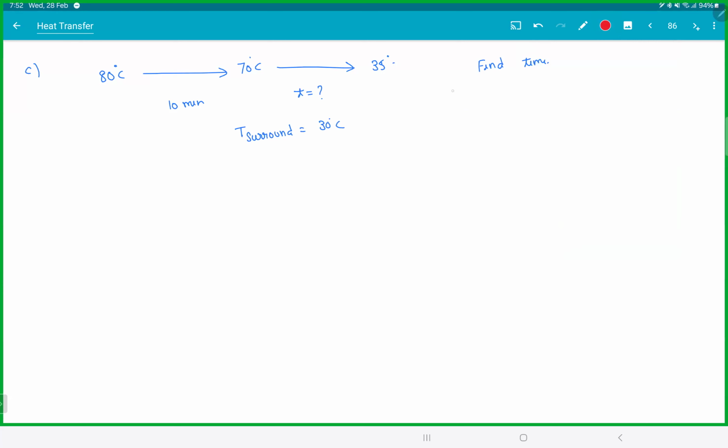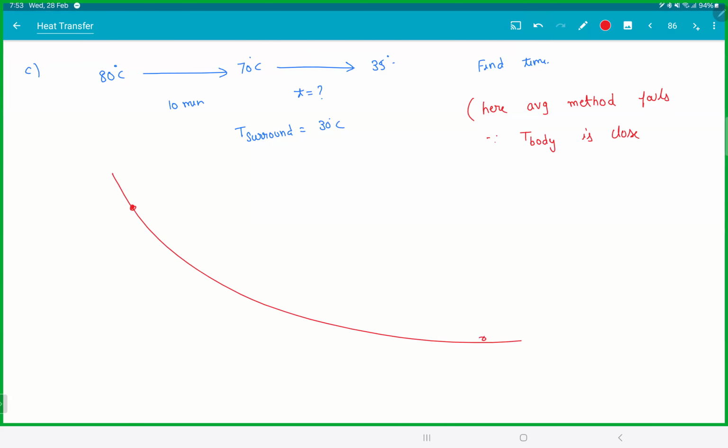Now be careful here. We can't use the average method. Ln will come in. Here the average method will give an error because the temperature is too close. The temperature difference was also big, and the final temperature of the body is close to the surrounding. Basically, if you get closer and closer to the surrounding temperature, it takes infinite time. So the graph is almost like this. What you're doing is taking these 2 points and saying this is a line. That doesn't make sense anymore, isn't it?